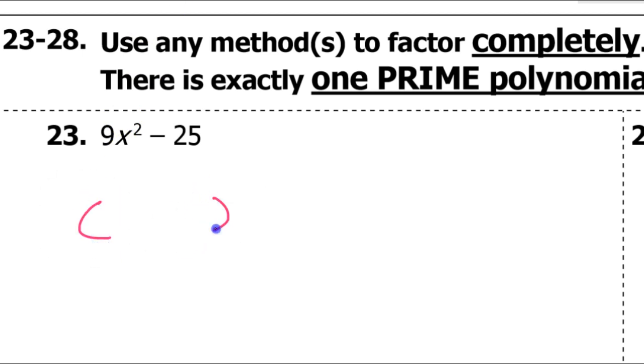Well, this does fit the difference of squares pattern, because 9 is 3 times 3. Of course, x squared is x times x. So we can go ahead and do plus and minus. And then 25 is 5 times 5. So this should be the final answer.